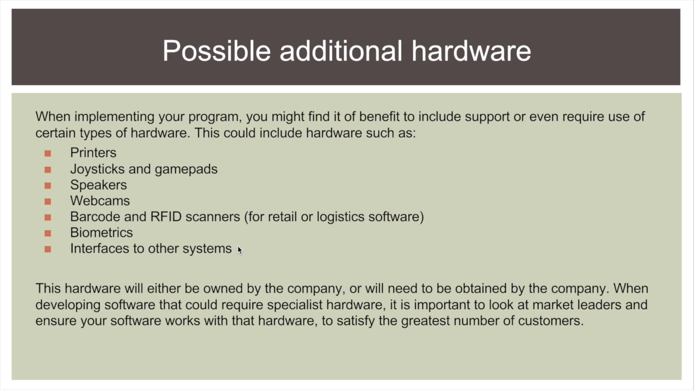And you interface to other systems, so things like a fire control system, sprinklers, security systems, etc. These might be important, or any other system that you need to interface with to get your software to run. Now, this hardware will either be owned by the company already or will need to be obtained. So when you're developing software, it's important that if you need specialist hardware, you look at the market leaders and ensure your software works with those pieces of hardware, because then you'll get the greatest number of customers because they'll already own the hardware that you support.